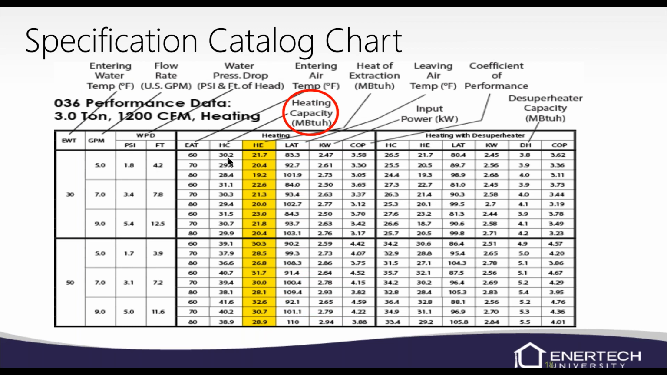So heating capacity, if you look at this little yellow box here, you'll see that we have HE, that's heat of extraction. Then we have HC, heating capacity. Here it's showing 30,200 for your heating capacity and our heat of extraction of 21,000. So we've got a total heating capacity, what's delivered to the home, and then we have what we're taking out of the loop field. You might ask yourself, where are we getting that extra heat from?